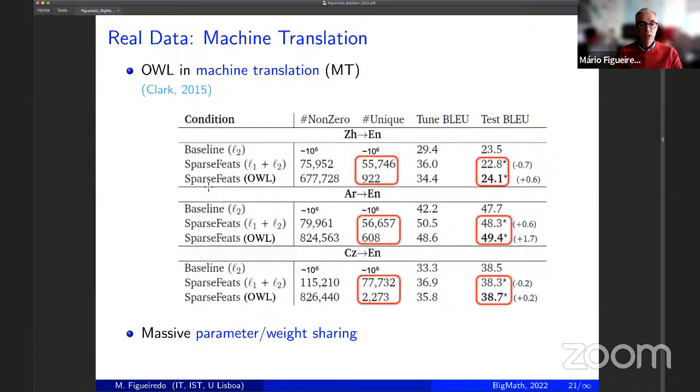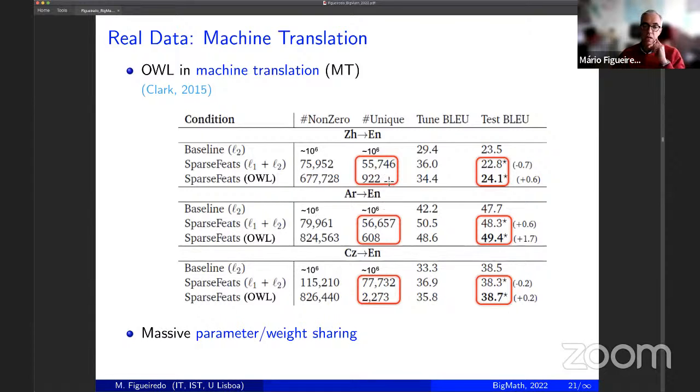If you just do, say, ridge, so regularizing with L2, all the parameters are non-zero, so this column contains the number of non-zero parameters, around 1 million, okay? If you use L1 plus L2, which is the elastic net, you sparsify a lot, so you get something like 75,000, 79, 115,000 parameters. And if you use OWL, you get not so sparse, okay? You get back to very large numbers of parameters, again, not very far from 1 million.